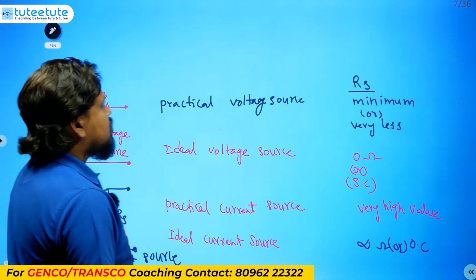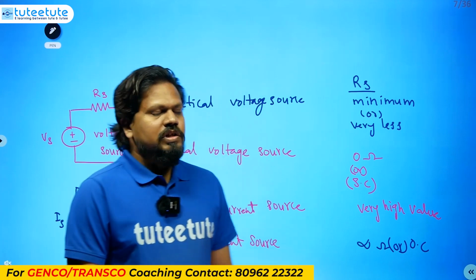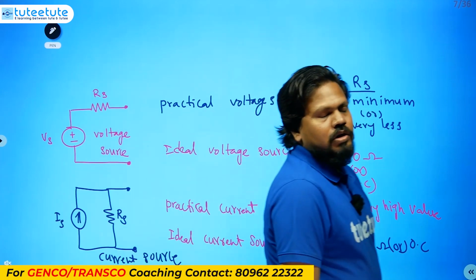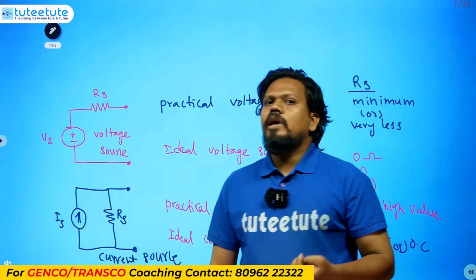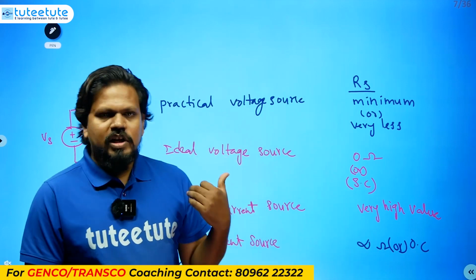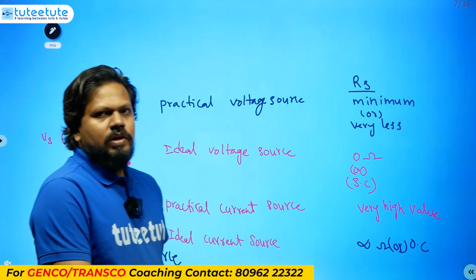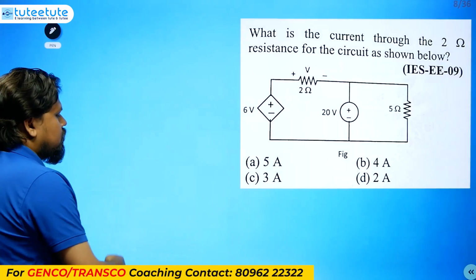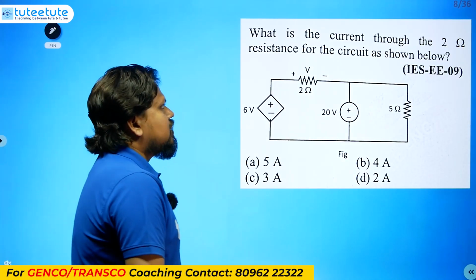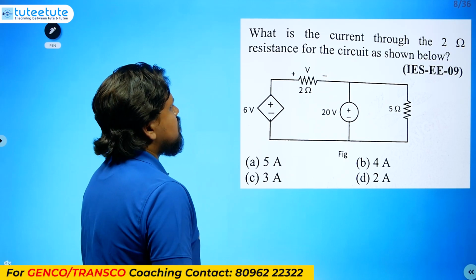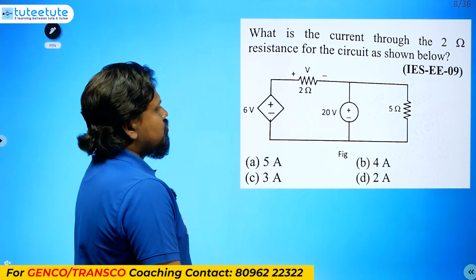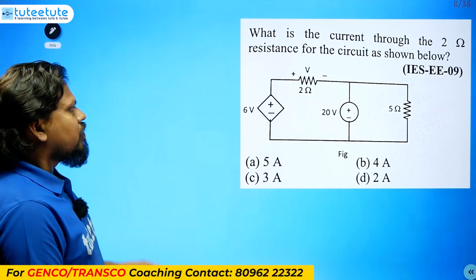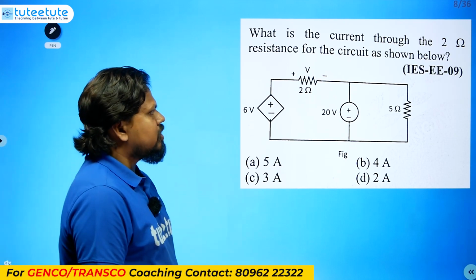Okay, so these are the things from this question. See these four. So if you understand this table, then you may get one question like this. These types of questions are definitely given in all examinations. So next question: what is the current through the 2 ohms resistance for the circuit as shown below? These model questions are very common, even in the GATE examination.